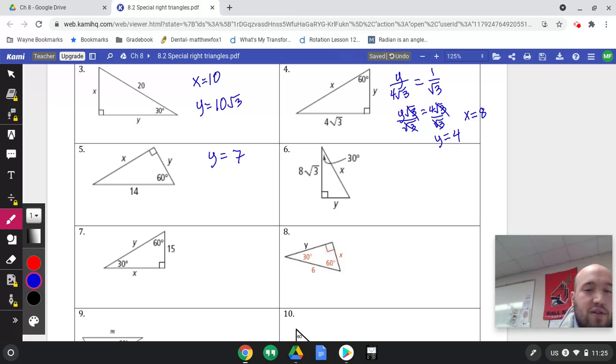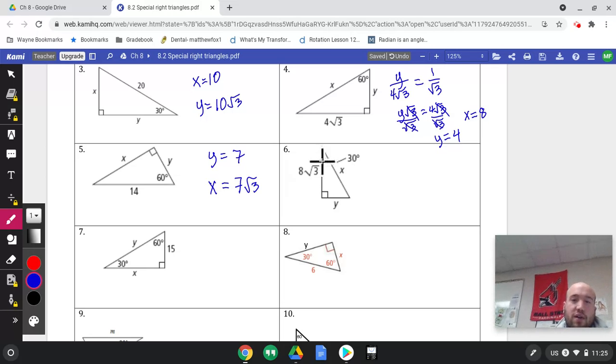Now to find our longer side, we just take that value of y and multiply it by square root of 3. So we get 7 square root of 3. Okay, if we look here, 30. So we know across here, this y is comparable to our 1. So I can do y over 8 square root of 3. That will equal 1 over square root of 3.